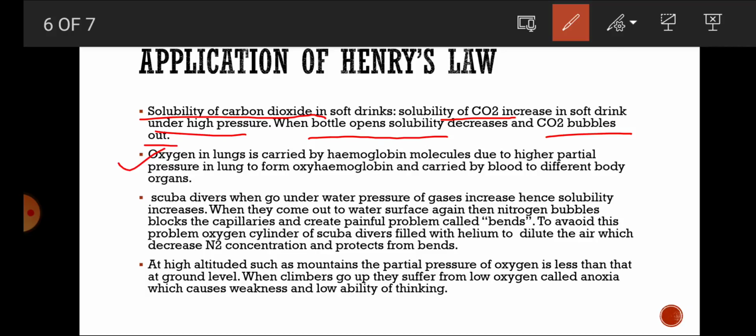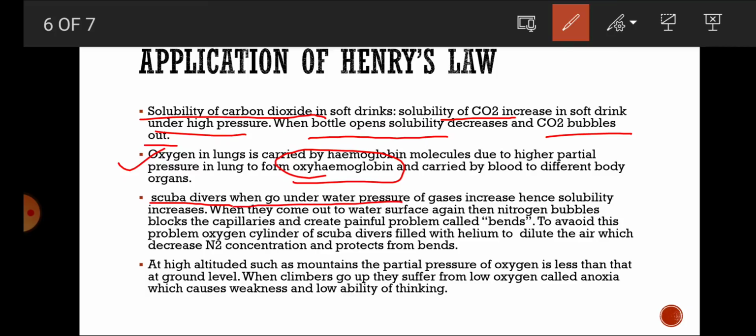Hemoglobin molecules form oxyhemoglobin. By forming the oxyhemoglobin molecule, oxygen gets carried in the blood to the different organs of the body for the respiration process. Now, scuba divers. What are scuba divers? They are persons who go under the ocean or sea water for research or other things.